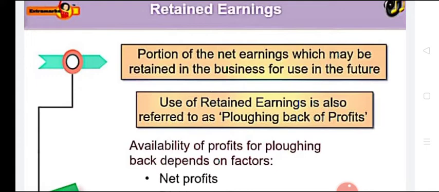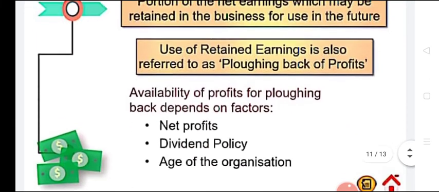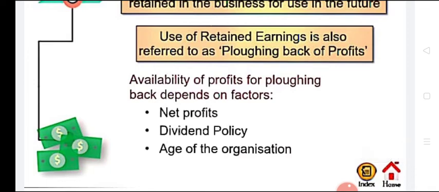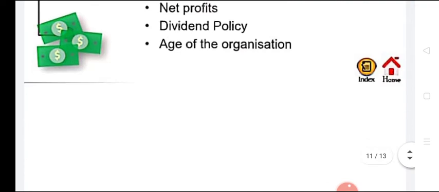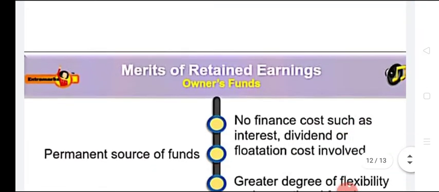Now, the third source of ownership funds is retained earnings. The portion of the net earnings which may be retained, which may be saved in the company for use in the future, is called retained earnings. They are also known as plowing back of profits. Availability of profit for plowing back depends upon the net profits of the company, the dividend policy of the company, and moreover the age of the organization, whether it is an old company or a new company.